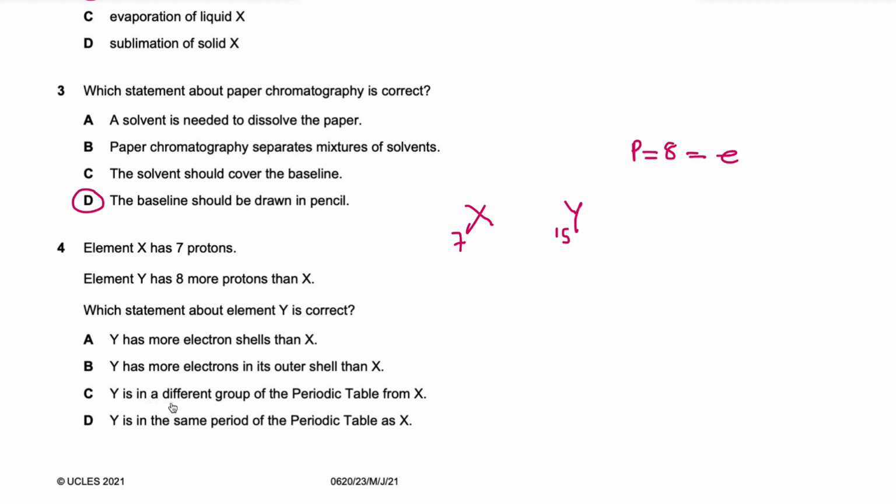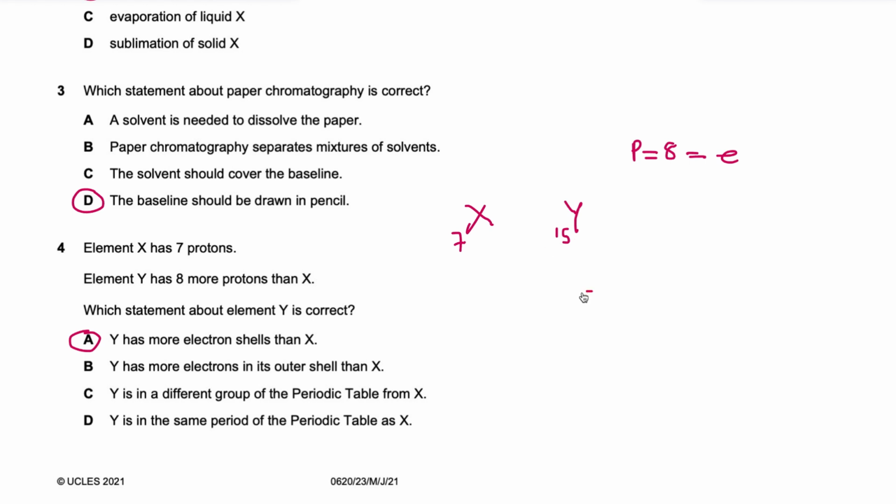Y is in a different group of the periodic table from X. It depends. That may not be true also. Y is in the same period of the periodic table as X. No, that's not true. I think the most absolute answer here is A. Y has more electron shells than X. Why will it have more electron shells?